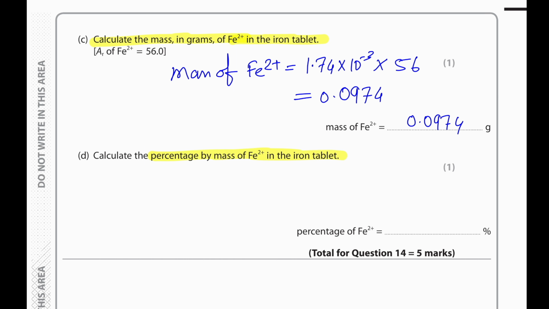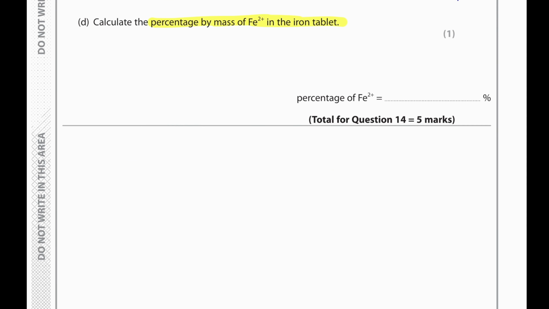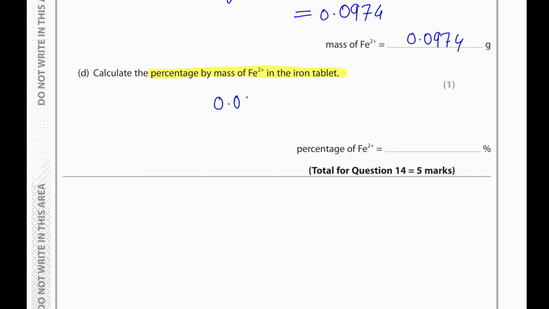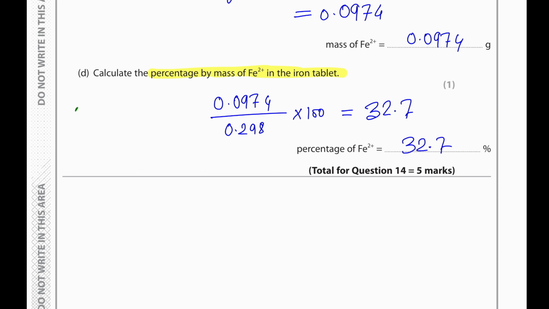So the original mass of this particular iron tablet is 0.298. So we will divide 0.0974 by 0.298 into 100%. This will give us 32.7. It's a good idea to write percentage by mass Fe2+ and then do the math.